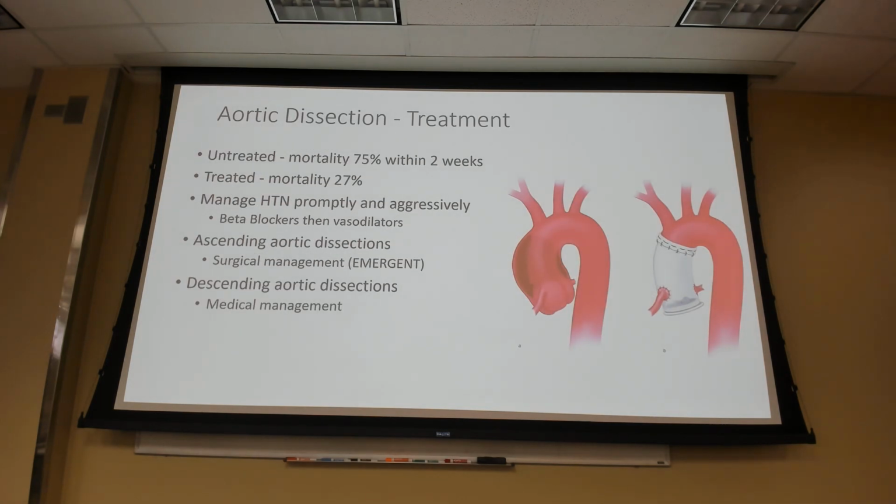All right. So yeah, untreated mortality 75%. Treated, the mortality decreases, still pretty high though. So 27%, still a pretty large number. Like I said earlier, we need to get initial blood pressure control. We aggressively manage it. So typically heart rate 60 or less, and then their blood pressure, we want to keep it right around 100, under 120 for these patients.